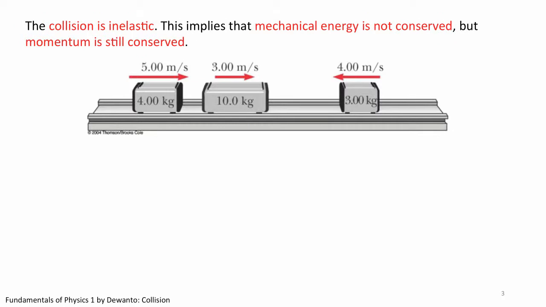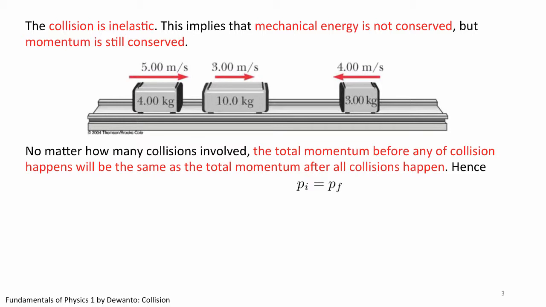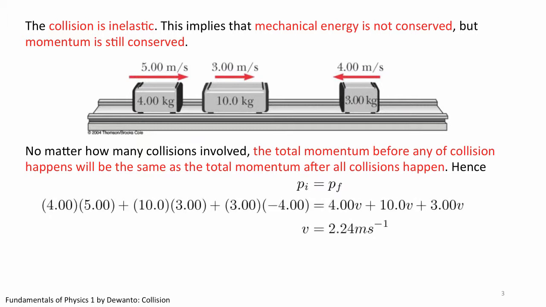This implies that the initial total momentum of the system, denoted as Pi, has to be equal to the final total momentum, denoted as Pf. This is true regardless of how many collisions occur in between. Assuming that after the collision all 3 cars are moving at velocity v, the computation thus follows as such.